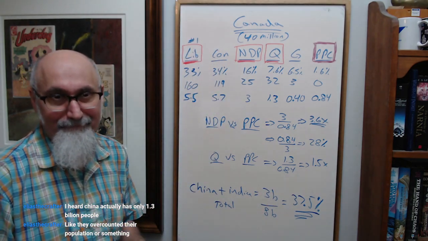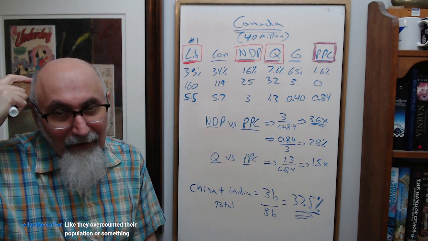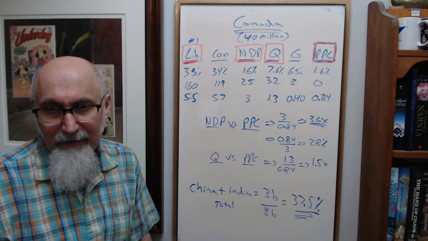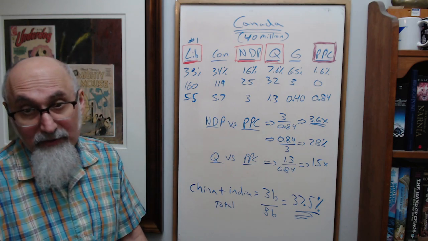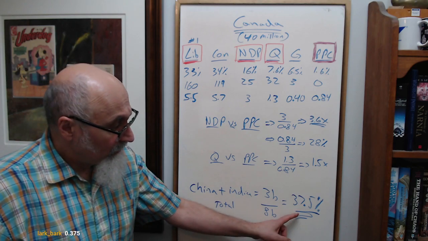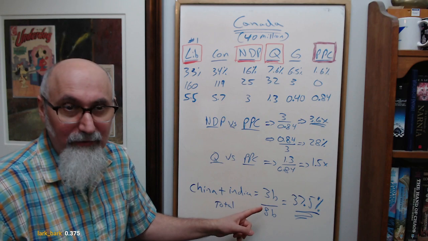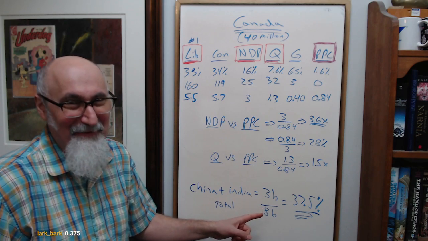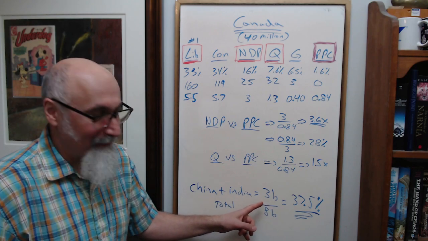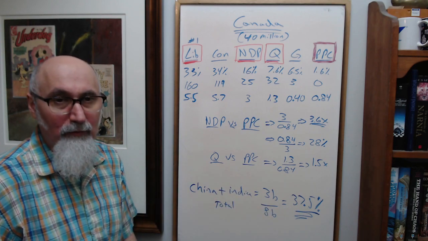If, let's assume we had a... Crafter, how are you doing? I heard China actually has only 1.3 billion. Like they overcounted their population or something. Possibly. My guess would be that they may be undercounting, right? So we'll round it up to 1.5. Because I can almost guarantee you India is undercounting, right? There's no way they have the statistics in India to count them, most likely, anyway. But let's assume together they control 3 billion people. That's 37.5% of the global population.